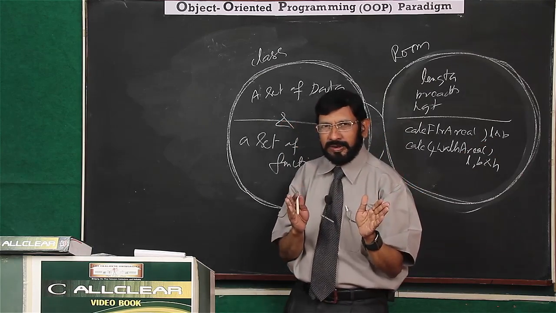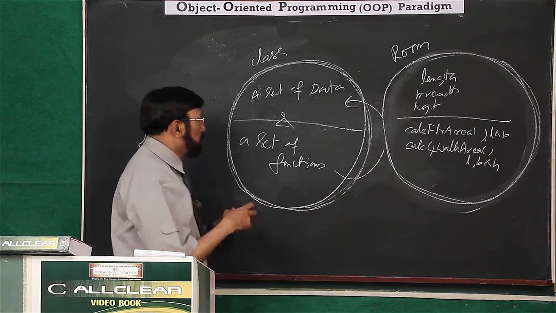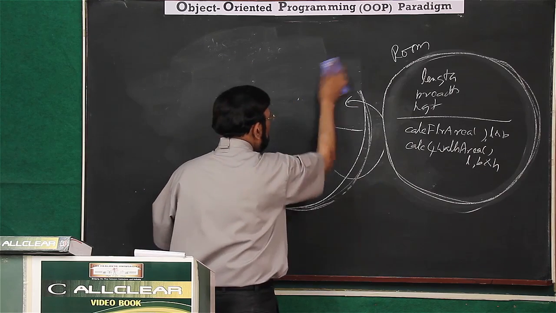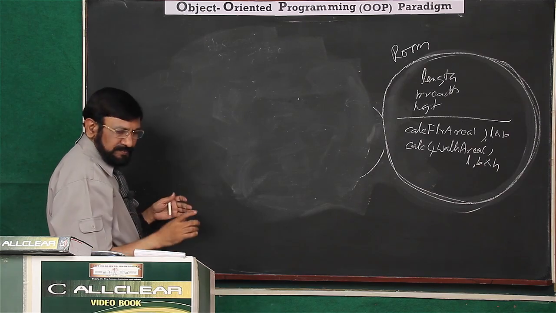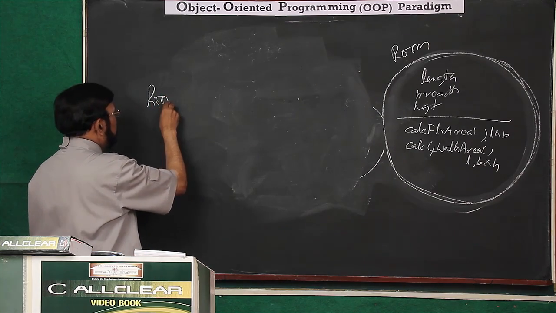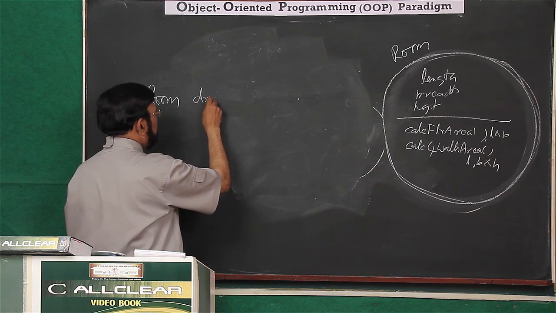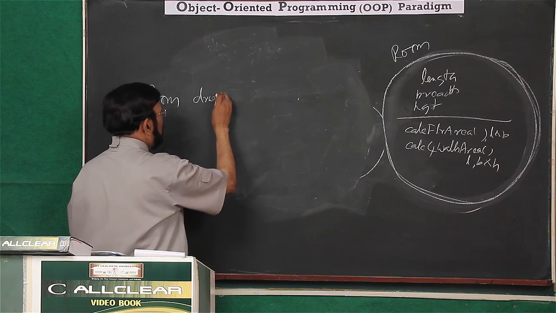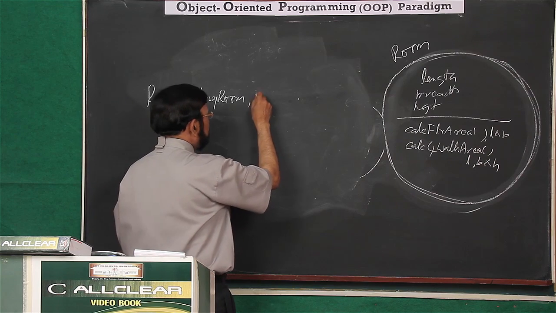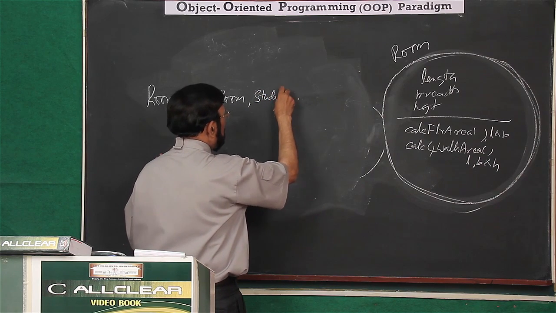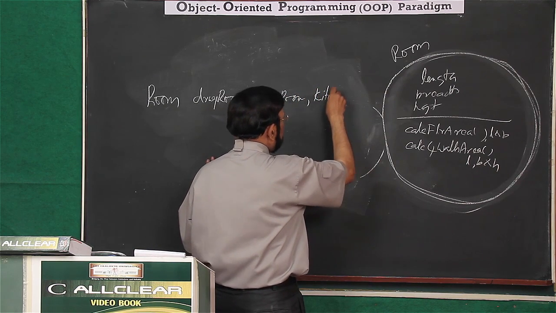Understand? This is the blueprint. Now, room, a blueprint. From this, what you do? You can create objects. Which objects you can create? Now, you see, room is the class. From that, you are creating drawing room. Okay, you are creating study room. You are creating kitchen room.